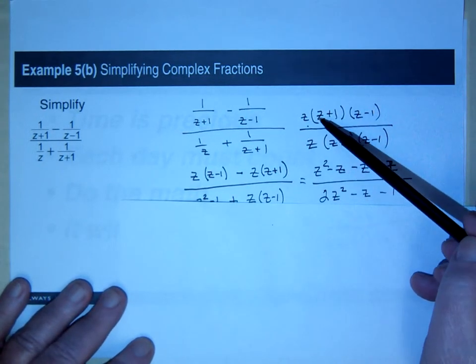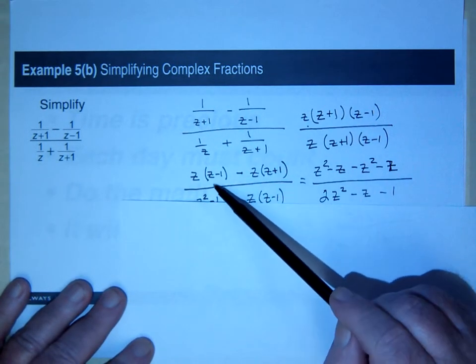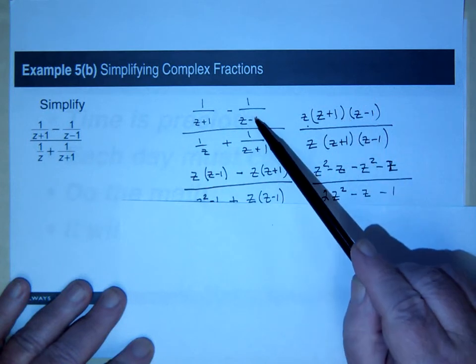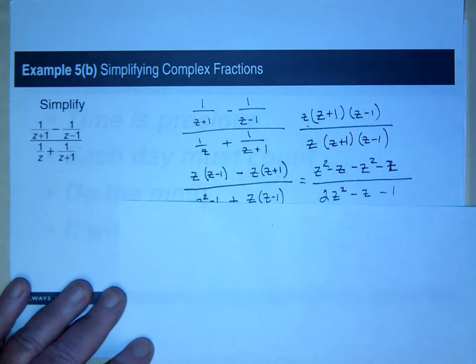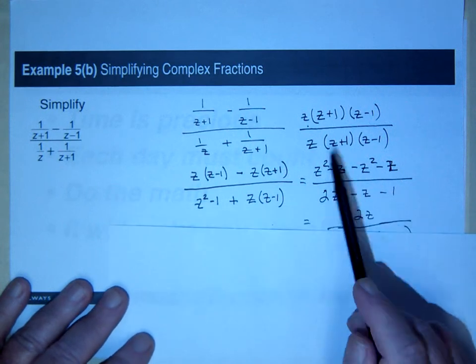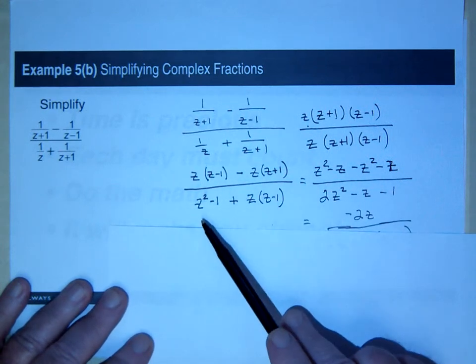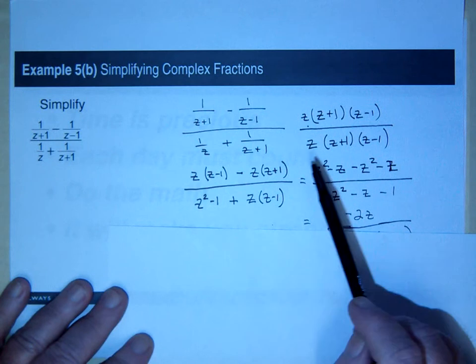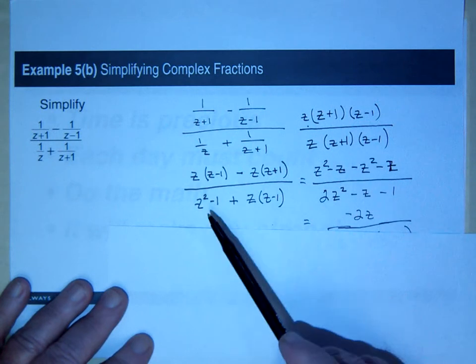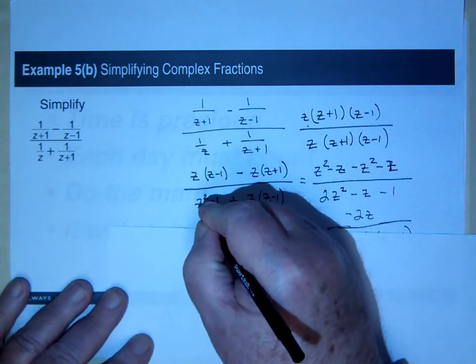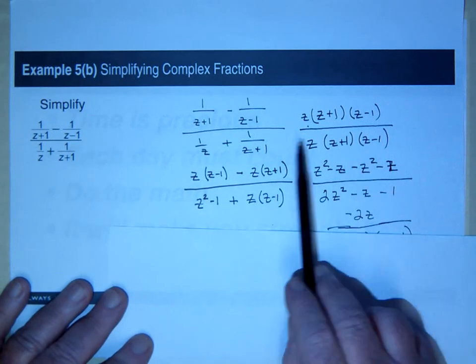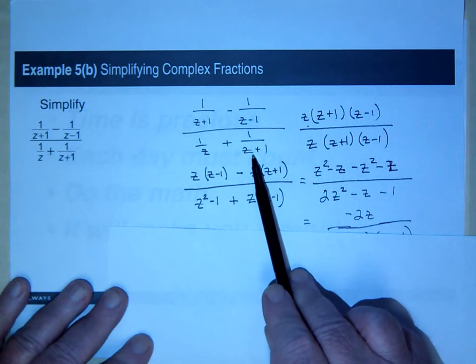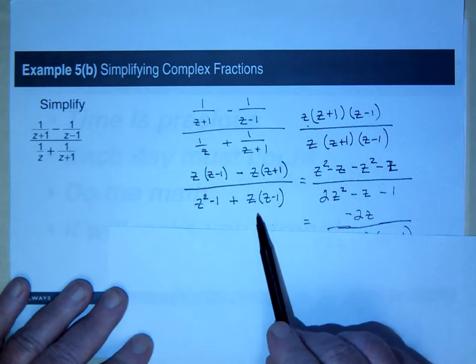Here, when I take this times this, I'm left with z times z minus 1. When I take this one times this one, the z minus 1 cancels, so I'm left with z times z plus 1, and the minus is in the middle. Down here, when I take this times that, the z will cancel. I'm left with z plus 1 times z minus 1, or this could be written as z squared minus 1. When I take this expression times that one in the denominator, I'm left with z times z minus 1.